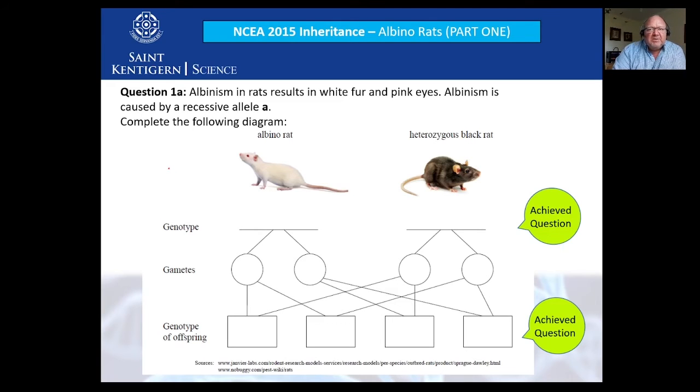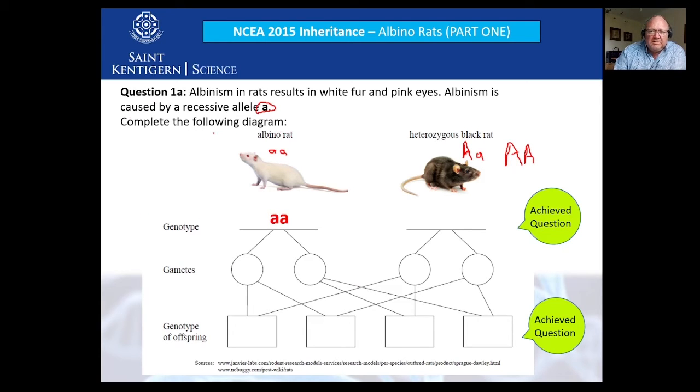NCA 2015. Albino rats. Albinism in rats results in white fur and pink eyes. Albinism is caused by a recessive allele, little a. So the moment we see that, we know that this guy has to be homozygous recessive. Do you agree? And this guy can be dominant. Oof, that looks terrible. But he can be a heterozygote, or he can be a homozygote. Homozygous dominant.